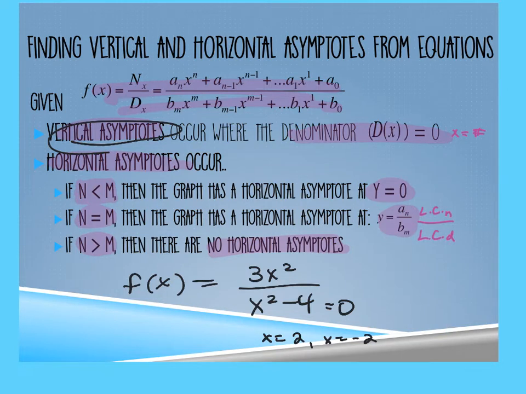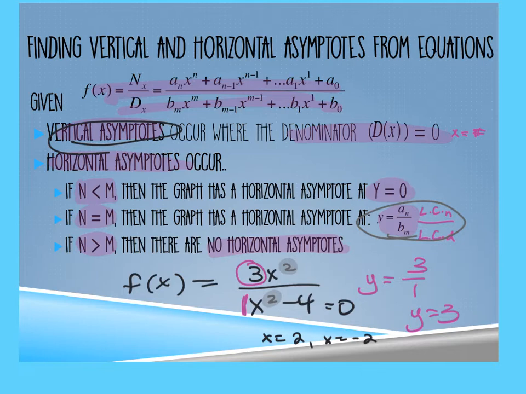Then for my horizontal asymptotes, I'm going to look at the exponents. What's the exponent on the top? What's the exponent on the bottom? These are the same, yes? So if they are the same, then we're doing the leading coefficient, which is the number on the front of the highest exponent in the numerator over the number on the front of the highest exponent in the denominator. So 3 is my leading coefficient in my numerator. 1 is the leading coefficient in the denominator. And my horizontal asymptote is y equals 3.